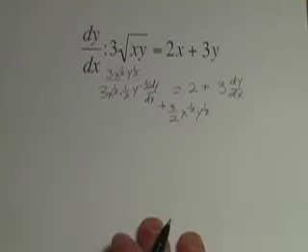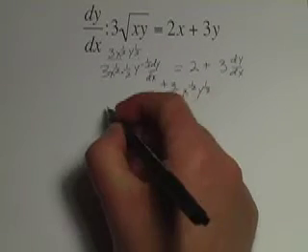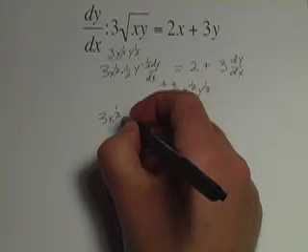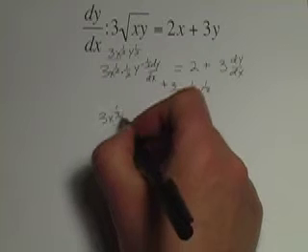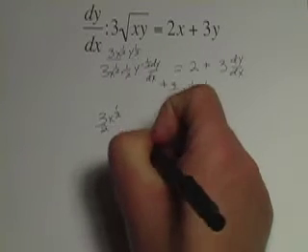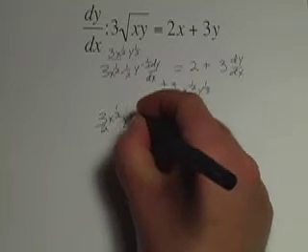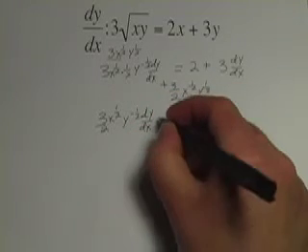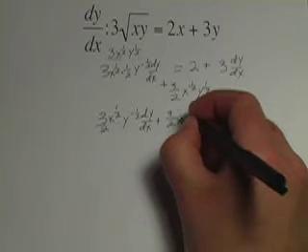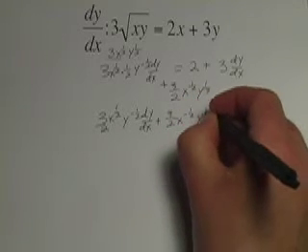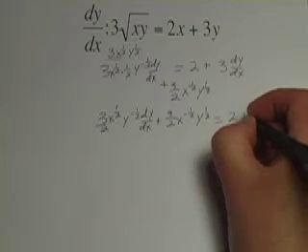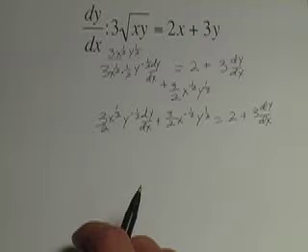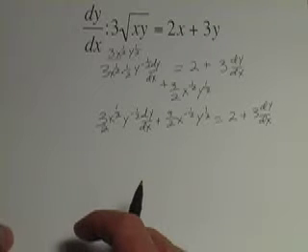Okay, so let me rewrite this. So far, we've got 3x to the 1/2 times 1/2 y to the 1/2. Well, I'm just going to move the 1/2 down here and make this 3/2 x to the 1/2 y to the negative 1/2 dy by dx, plus 3/2 x to the negative 1/2 y to the 1/2, equals 2 plus 3 dy by dx. All right, pretty complicated, but we're going to make it simpler.